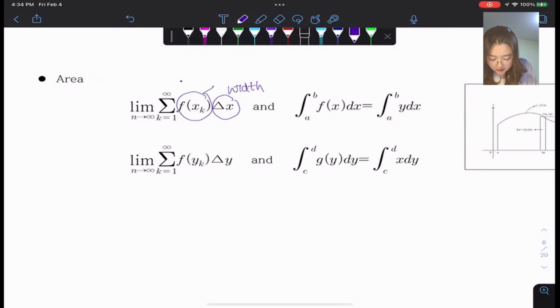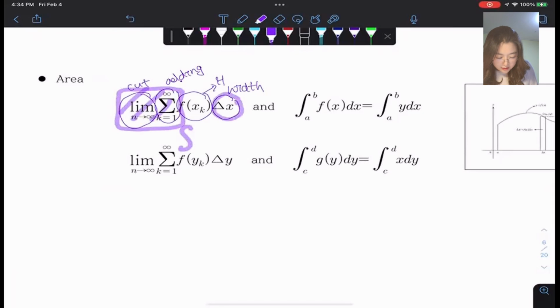This is height. This is adding rectangles. This is cut infinitely. So we can rewrite this part as an integral. This is dx. And this is f(x). The range is a and b.